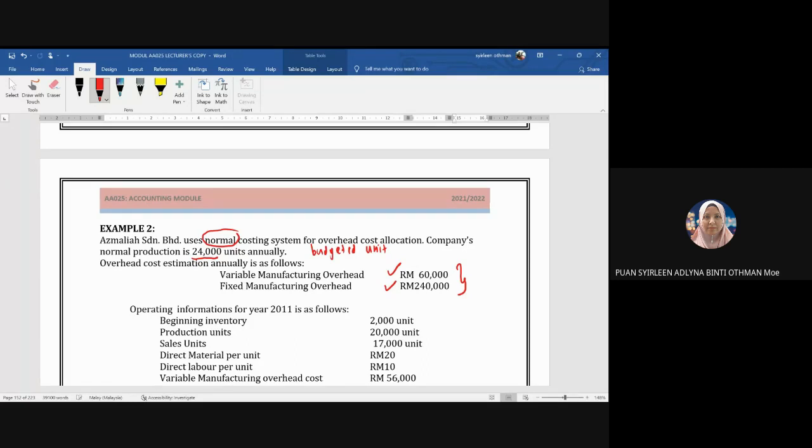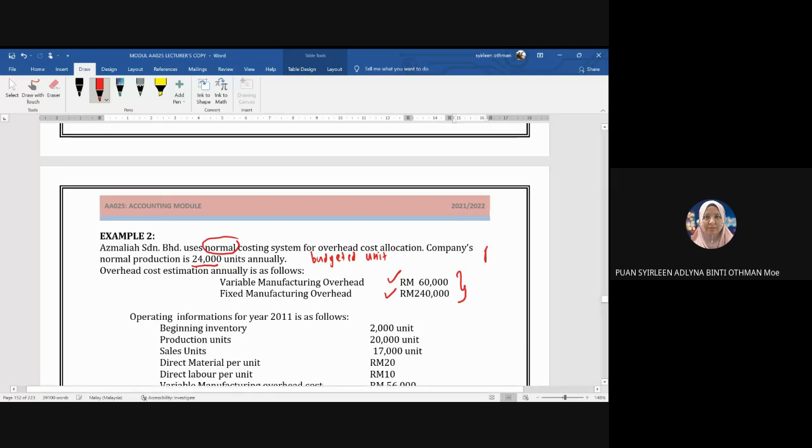So bila normal costing system, you akan guna actual DM, actual DL dan applied MOH. Okay, so nak dapat applied MOH tu, that means you have to have the budgeted MOH divide by budgeted unit kan. Alright. So dia dah bagi awak kat sini. So sebenarnya yang awak kira nanti untuk dapatkan product cost per unit tu is actually POR untuk MOH.